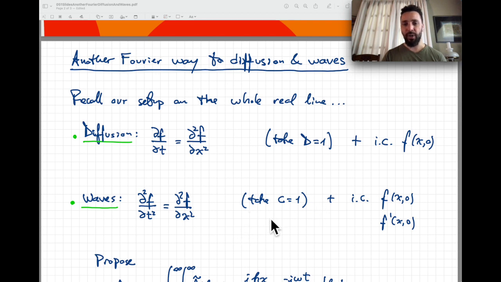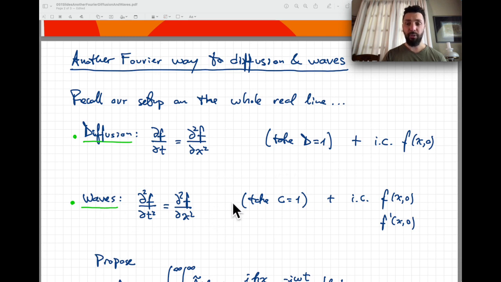But here we're going to take c to be 1 to have a unified approach and really draw parallels between the diffusion equation and the wave equation. And of course, we're going to have initial conditions. There's going to be an initial profile for our diffusion equation, which is just a function of x at time equals 0. And that's going to be our initial condition. That's enough to solve the diffusion equation.